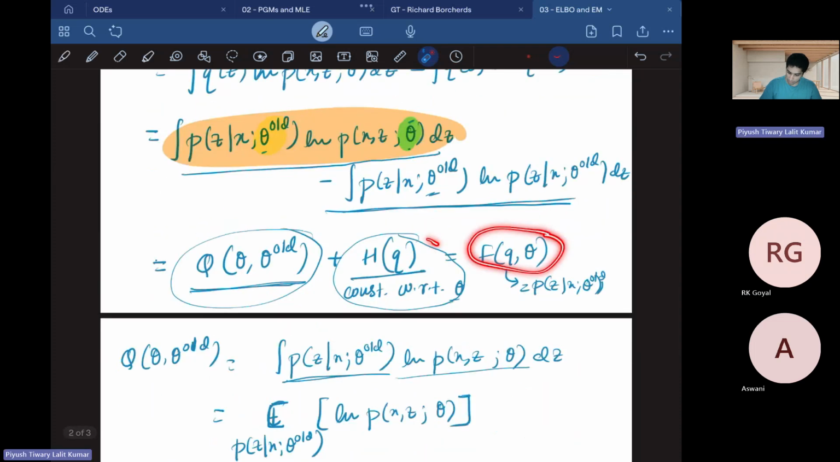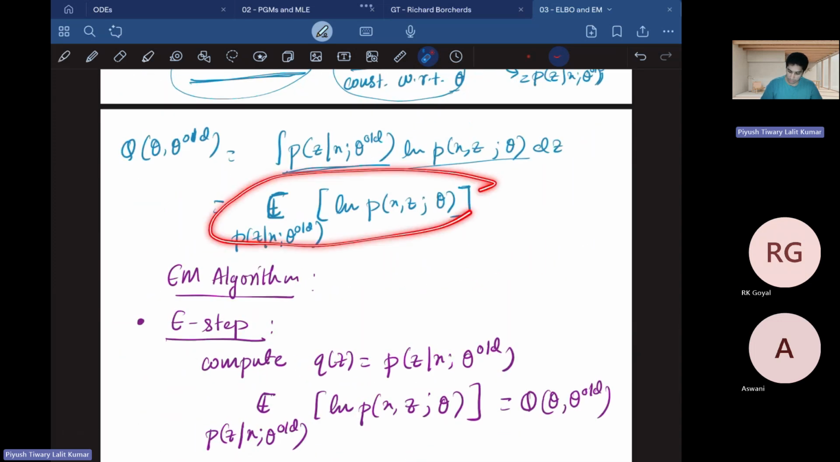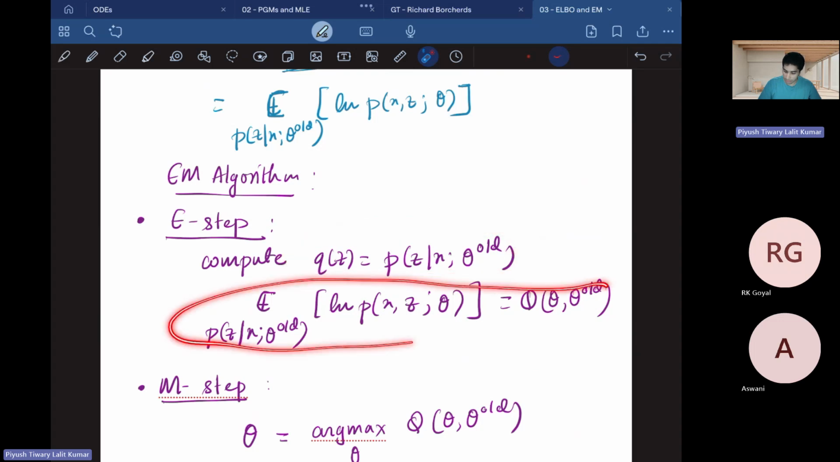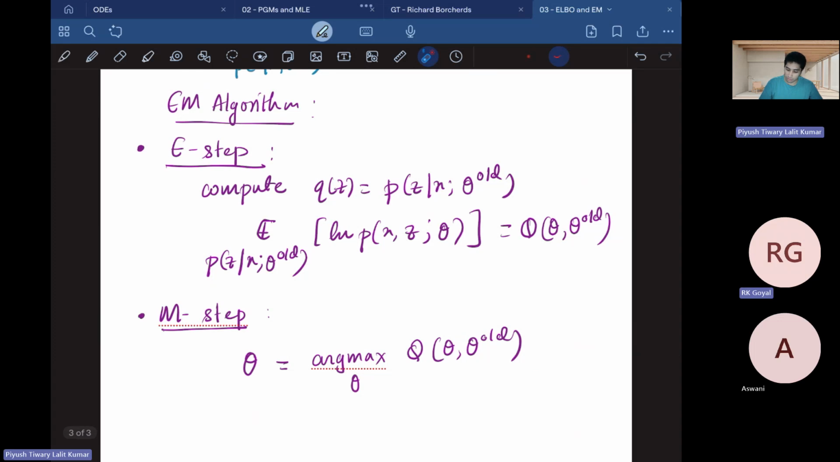And we saw that in that case, your ELBO decomposes into two terms. One term is independent of theta, so we don't worry about it and can ignore it. We just work with the other term, which is this Q function, and it turns out to be an expectation. So the E step first computes Q of Z equal to P of Z given X comma theta old, and then computes this Q function, which is an expectation. This is the E step. The M step is just optimizing theta on this Q function. That's all.